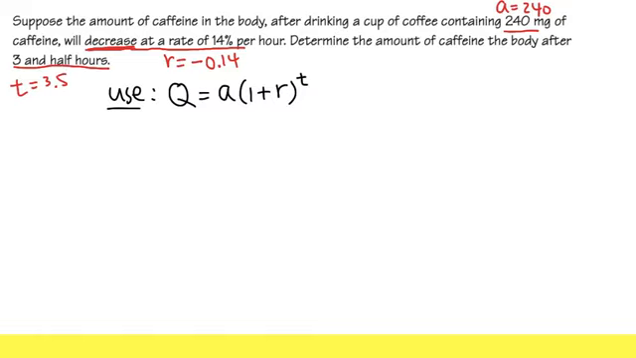All right, so now let's go ahead and get to work. Q is still Q. A, as we can see, is 240. So let's just put that down. And then we are going to multiply by, it's always 1 right here. But again, for the r, be really careful. It's negative 0.14, right? And then we are going to raise this to the t's power, which is 3.5. So let me just put down 3.5.